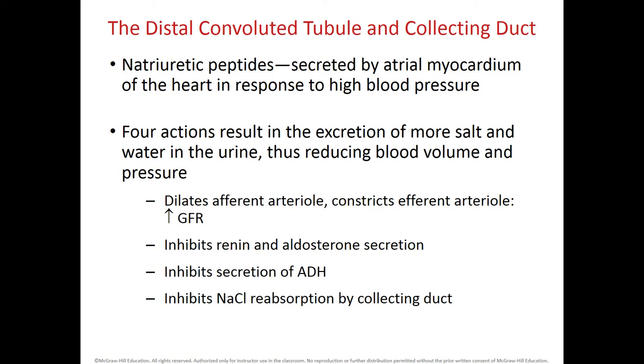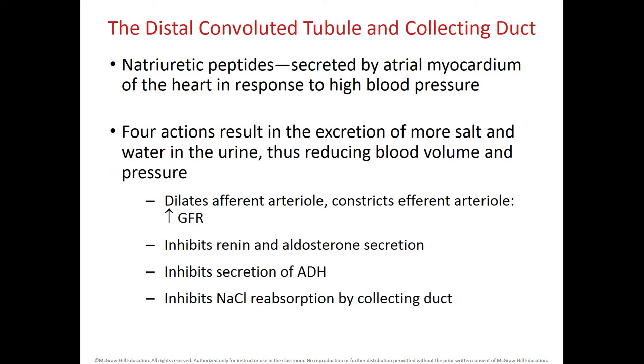And when you have atrial natriuretic peptides released into your blood, you will excrete more salt. Natriuretic means excretion of salt in your urine. So natrium is the Latin word for sodium, and uretic means that you are urinating. And then when you are excreting sodium, because you have in your bloodstream natriuretic peptides, you will excrete water, because again, water will follow sodium. And then you will reduce the blood volume, and then you will reduce the blood pressure.